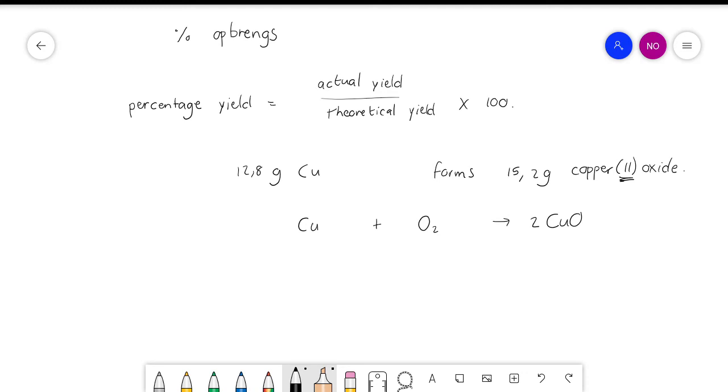Balance, balance, balance. Tada. In this one, we are assuming that if it is allowed to burn in oxygen, it means that this is happening in the open air. In other words, which one will be the limiting reactant?